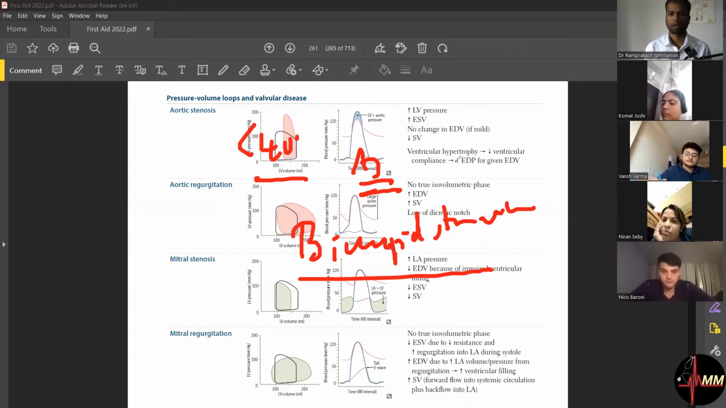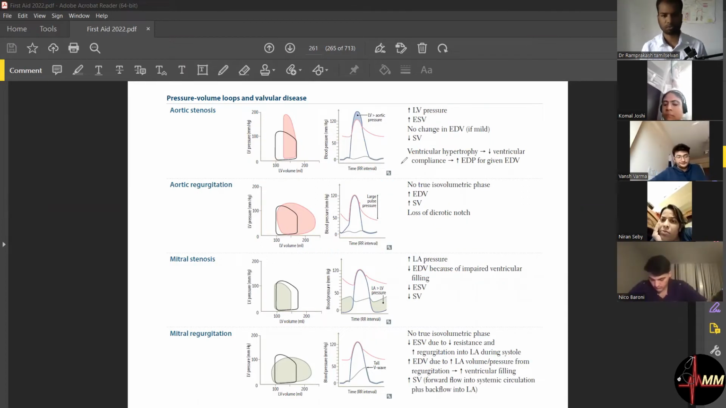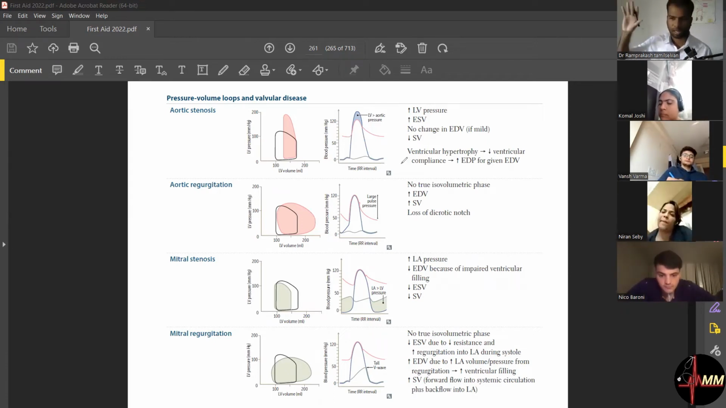Fine. So you relate all these valvular diseases with concentric or eccentric hypertrophy, and in HOCM, the interventricular septum thickness is increased. Clear? Yes? Okay, thank you.